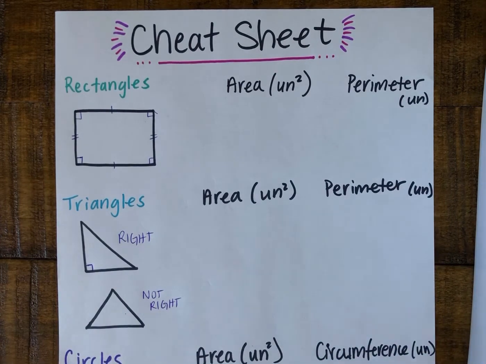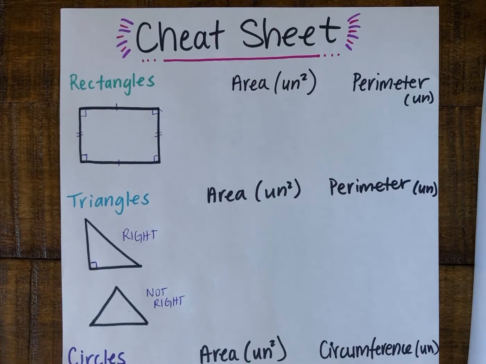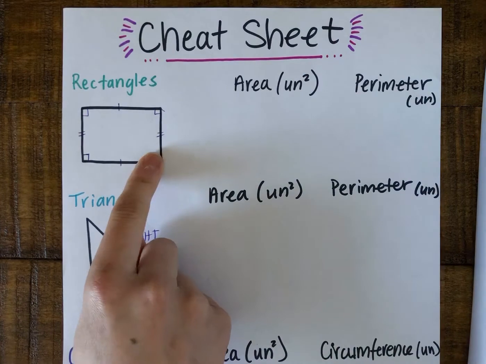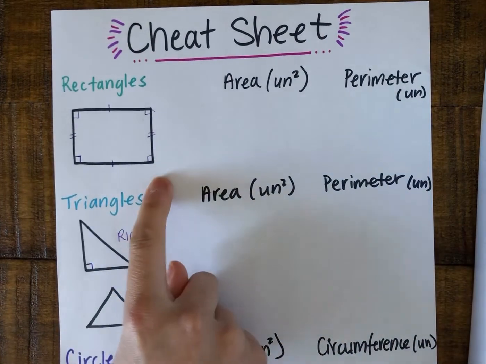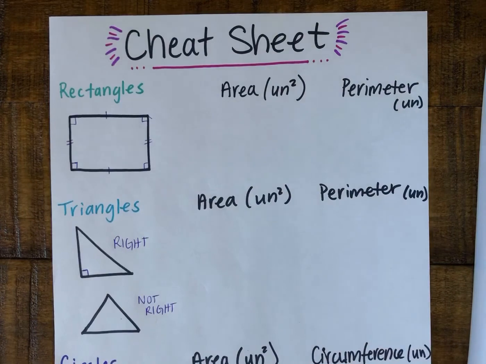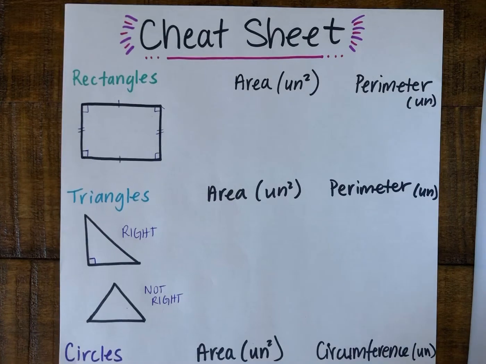So our first shape is a rectangle. You know it's a rectangle because it has four sides, there are right angles in the corners, and the two opposite sides are congruent to each other, the pairs of opposite sides. So to find the area and perimeter of one of these magical shapes, you need to know two measurements.